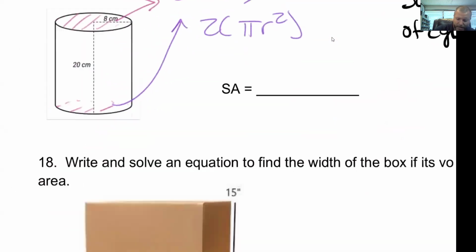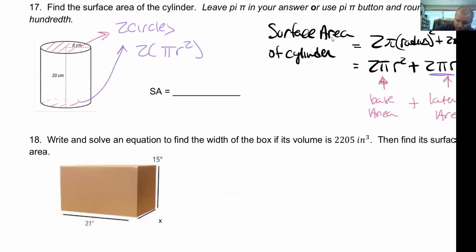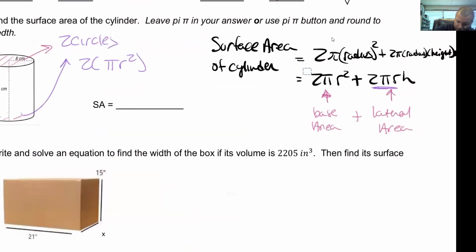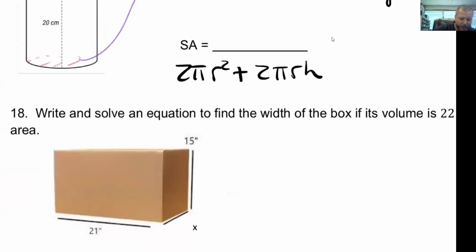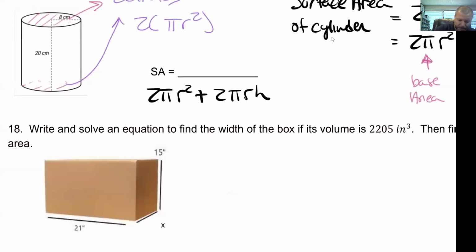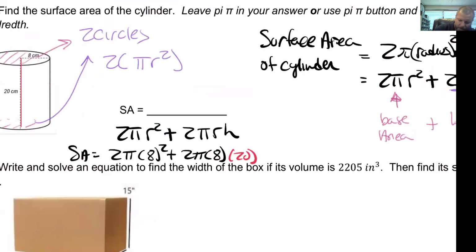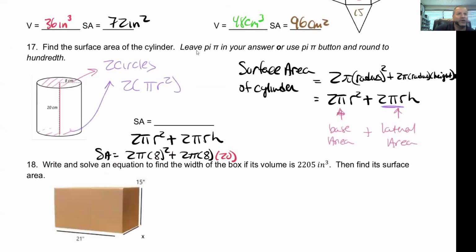All right, so if I just pull my formula back here so I don't rewrite it, we know that the radius is 8 centimeters. So our surface area is 2 pi times 8 squared plus 2 pi times 8 times the height, which is going to be this 20. And again, I'm going to leave everything in terms of pi because that's going to be an exact answer.